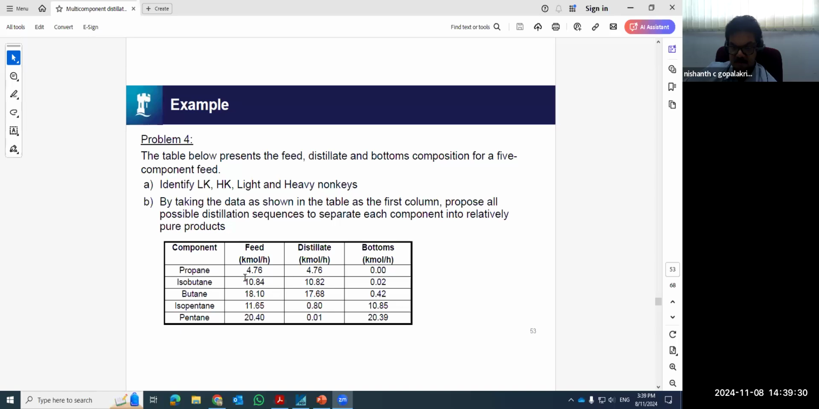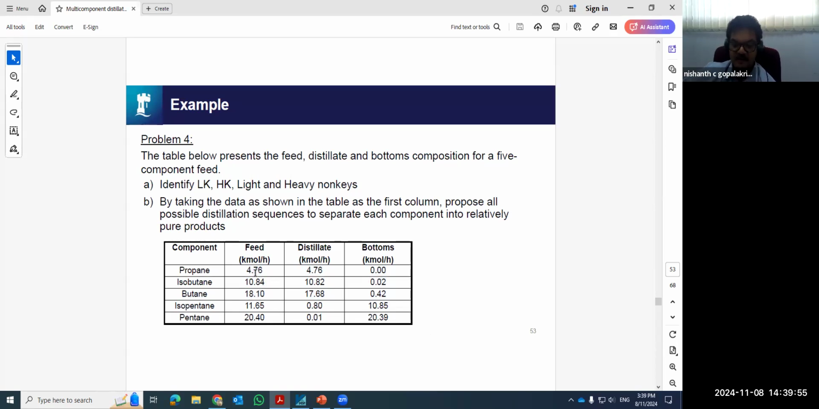Right, so based on this system, we know what actually is in the feed, right? 5 components. So based on these values, what components is the designer trying to keep at the top, and what components is the designer trying to keep at the bottom?